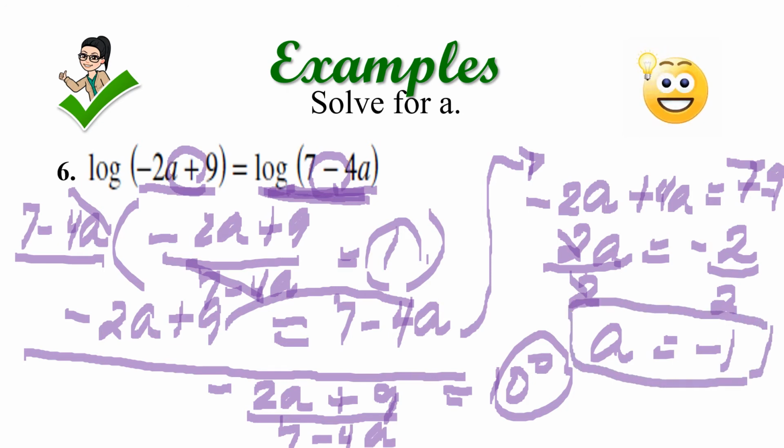If you want to check or to verify whether negative 1 is correct, then you can do the checking later. Simply replace your a here with negative 1 and another a here with negative 1. And see to it that both sides will equate to the same number.